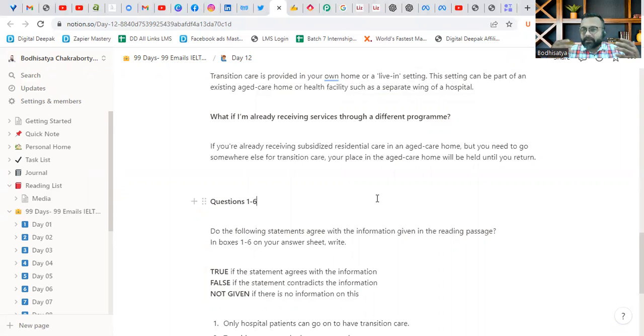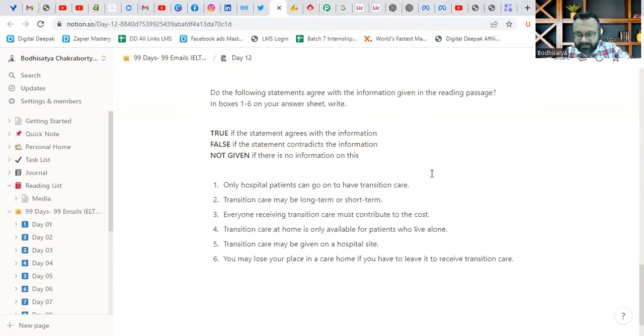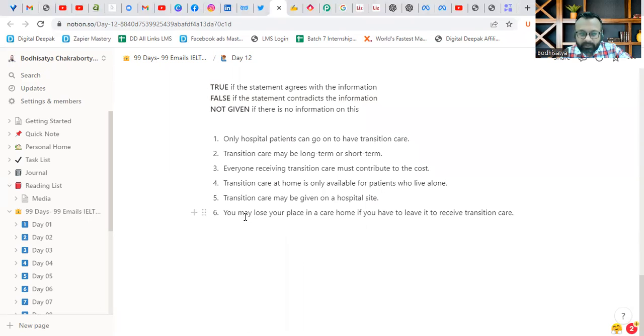And the question is asking you that transition care may be given at a hospital site. Healthcare facilities such as a separate wing of a hospital. So it is in accordance with the statement in the passage. So the answer will be true. Transition care may be given on a hospital site is true. Now, the last question over here: you may lose your place in a care home if you have to leave it to receive transition care.